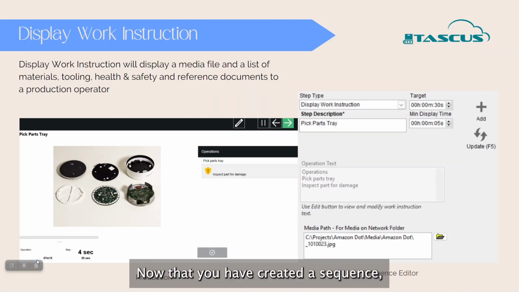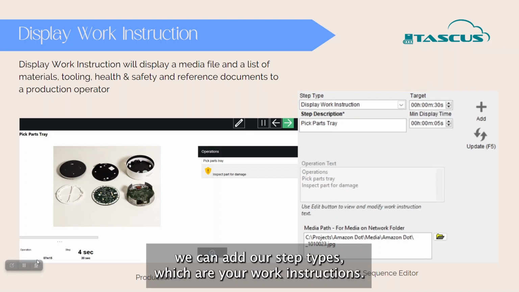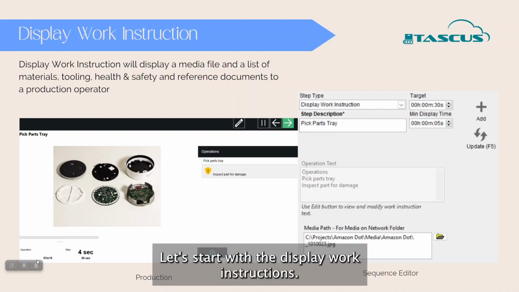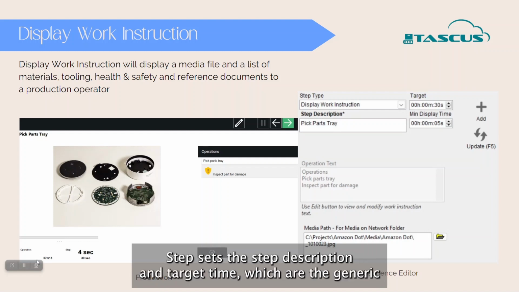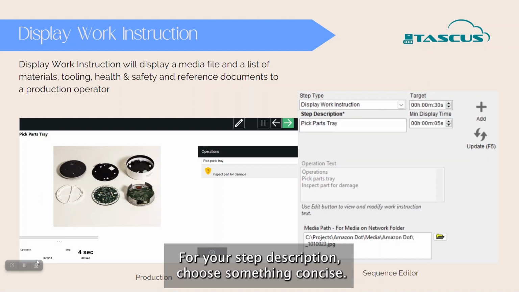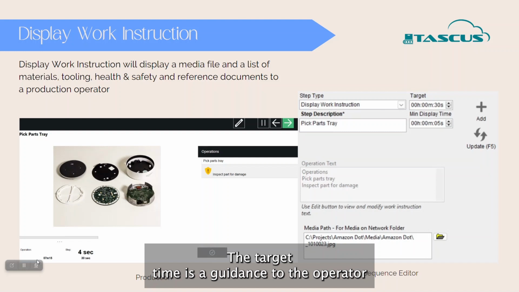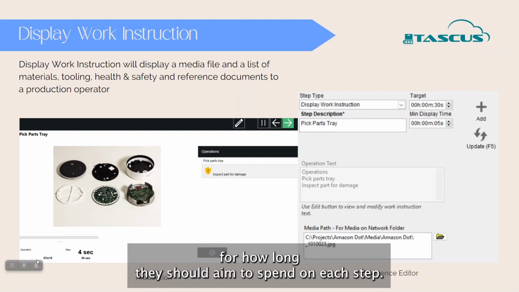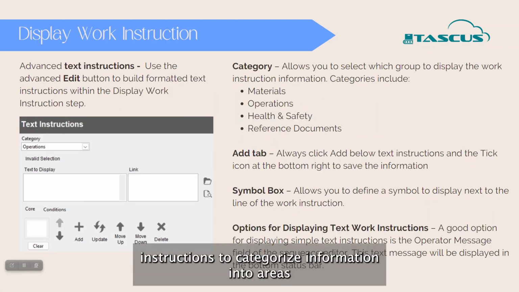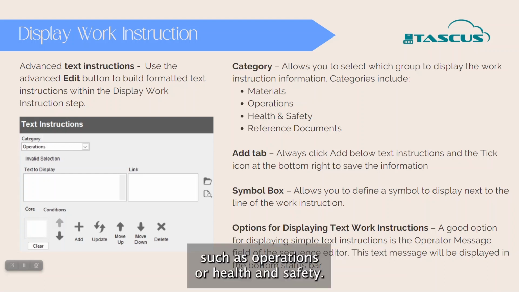Now that you have created a sequence, we can add our step types, which are your work instructions. Let's start with the display work instruction step. Set the step description and target time, which are the generic fields included in every step that you use. For your step description, choose something concise. The target time is a guidance to the operator for how long they should aim to spend on each step. You can use text instructions to categorize information into areas such as operations or health and safety.